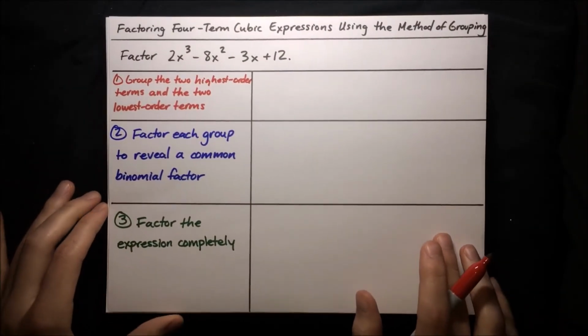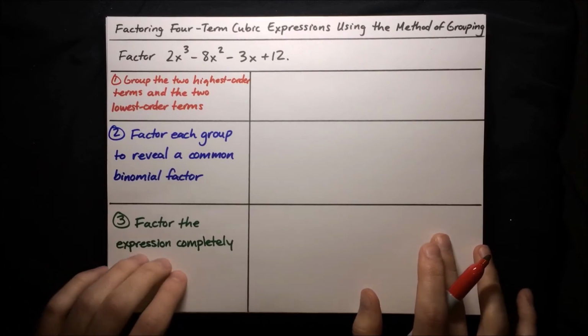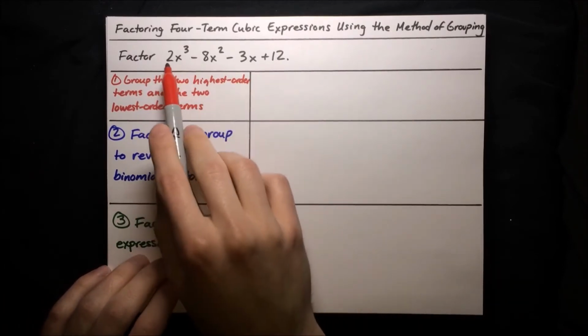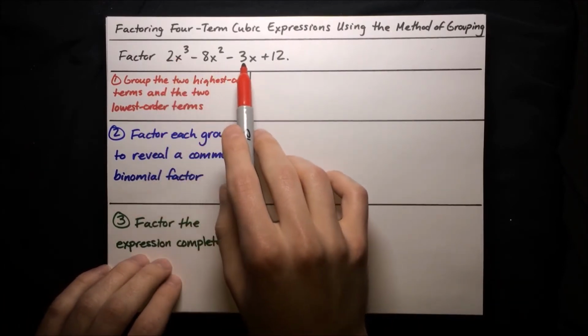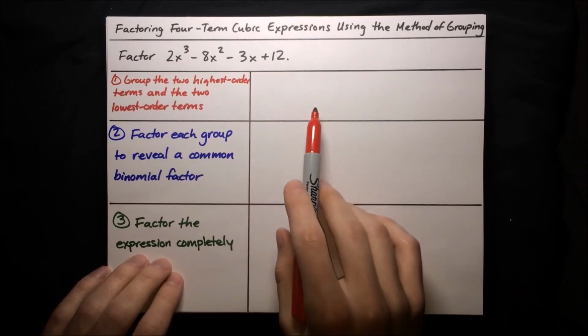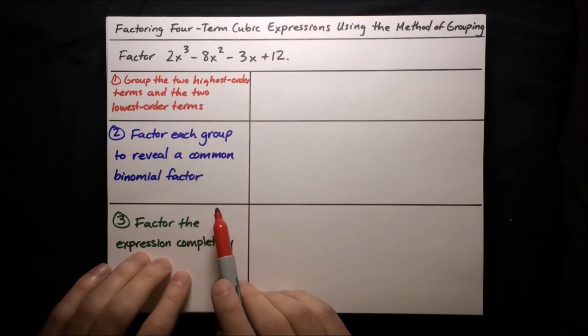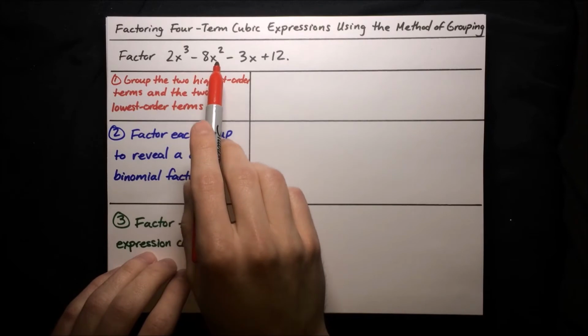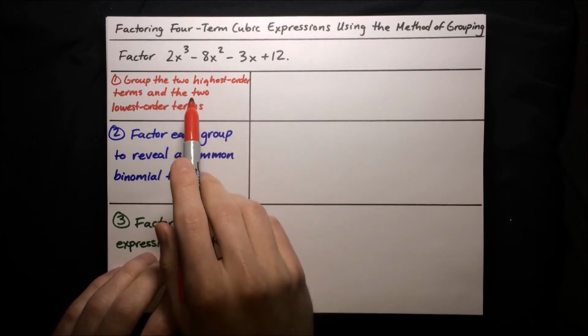Here is a similar problem. We want to factor this four-term cubic expression, 2x cubed minus 8x squared minus 3x plus 12. And we're just going to do the same steps as last time. This one's going to be a bit trickier, as we'll see. But to start off, it's the same idea.